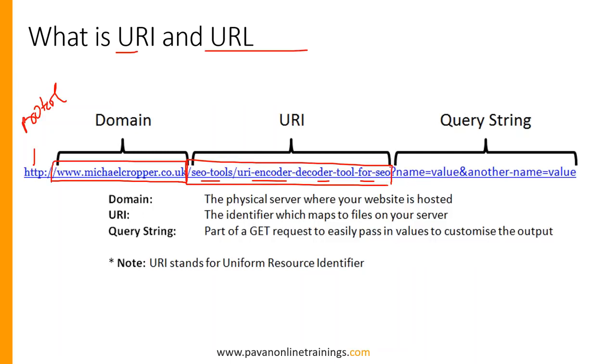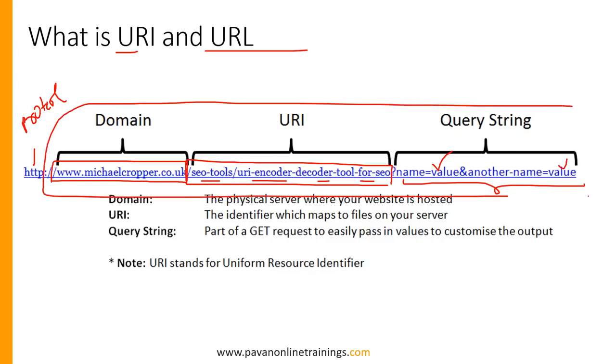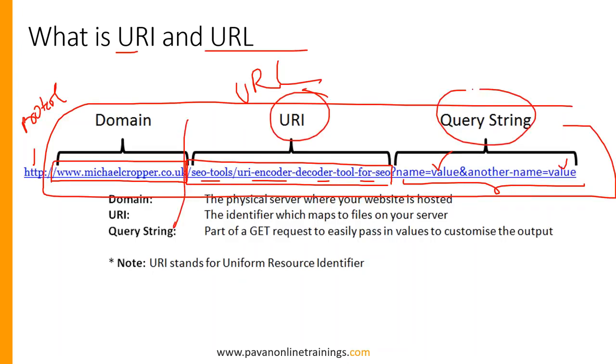Now here, this is the filter. The question mark starts it, so name is equal to value, and then another name is equal to value. Here we can filter the data by specifying some value. This part is called the query string. All together we can call it one URL, uniform resource locator. So URL contains domain, URI, and query string. Along with the domain, we sometimes need URI and query string to test those APIs.